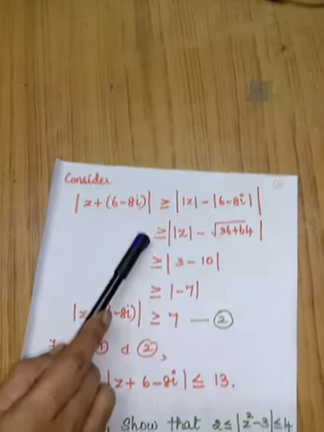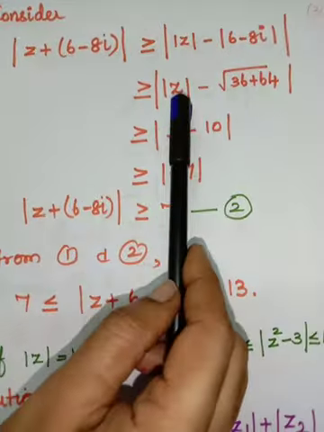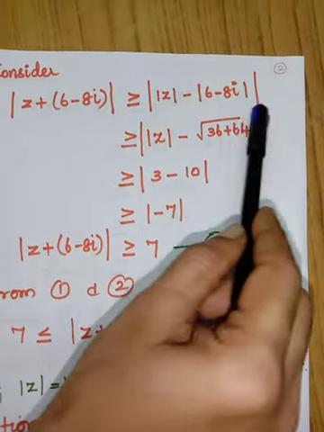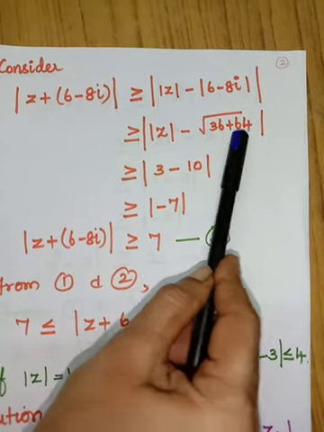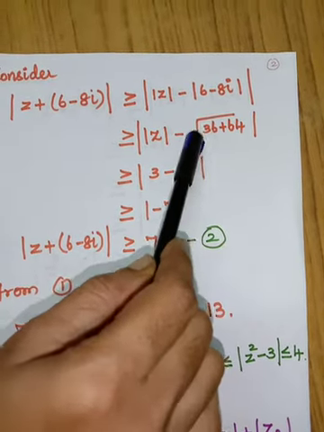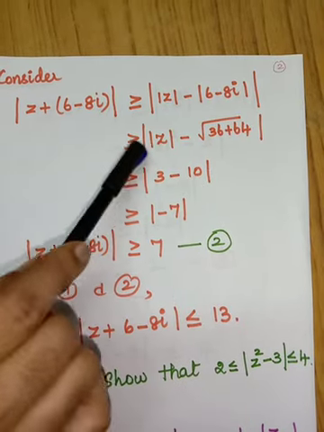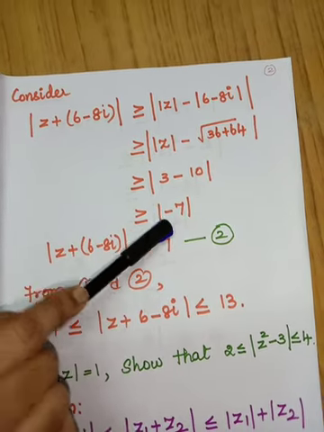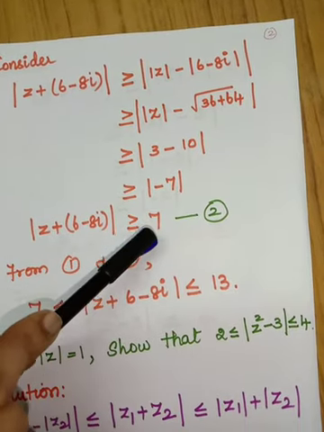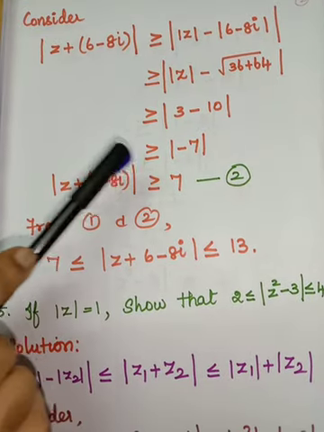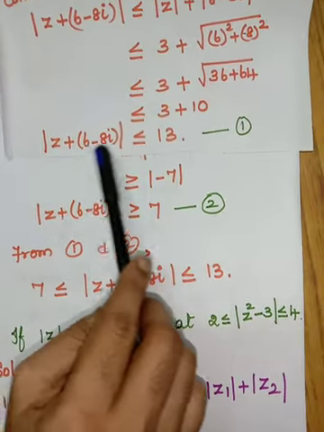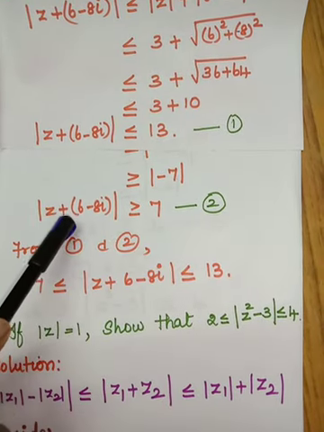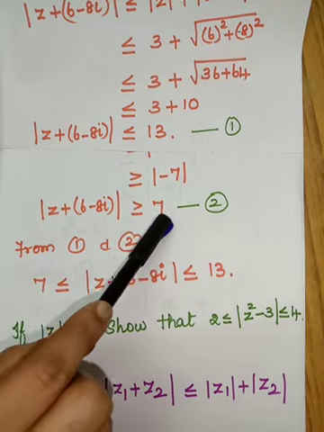Which is greater than or equal to modulus of z minus, and how to find the modulus of this? Again it is the square root of the real part the whole squared plus the imaginary part the whole squared. The answer is the square root of 100, which is equal to 10. It is given that modulus of z is equal to 3. So 3 minus 10 is minus 7. It has to be written within the modulus, so that is equal to 7. Okay, so from the first one we marked that this is less than or equal to 13, and here the same expression is greater than or equal to 7.